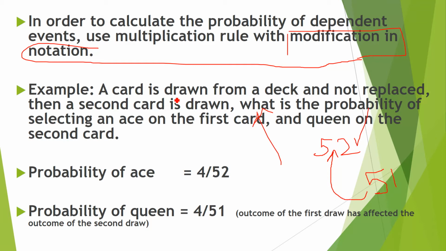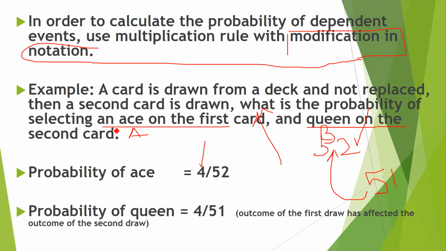So the question is, a card is drawn from a deck and not replaced. Then a second card is drawn. What is the probability of selecting an ace first, and then a queen on the second card? So you have two events. First is A, ace, and second is B, queen. The probability of ace is 4 by 52. Why 4? Because there are 4 aces in a deck.